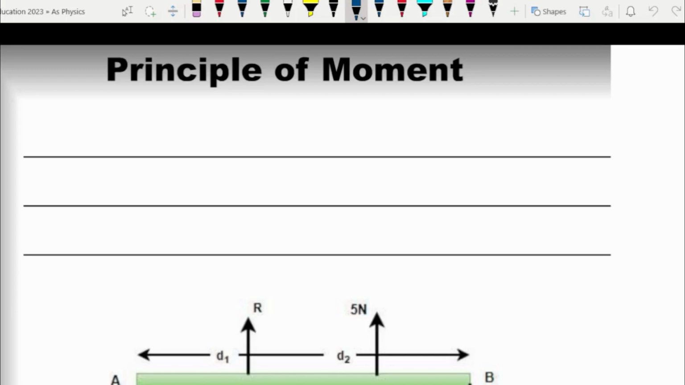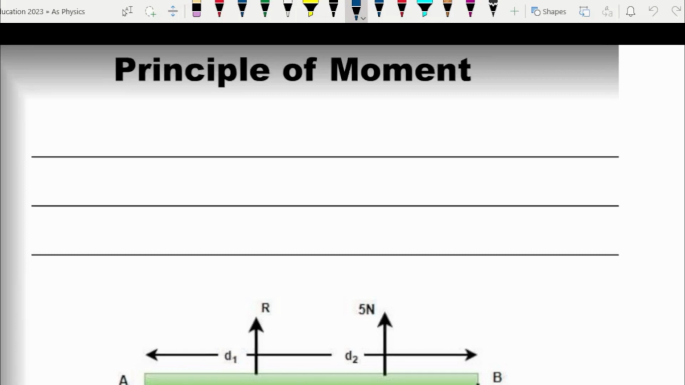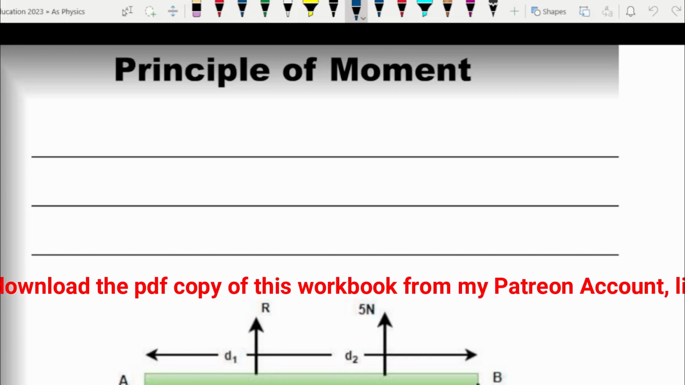Here we have the next topic, principle of moment. And once again, this is a topic that you have already studied in your IGCSE or O-level physics. The new variation in this one would be forces which are not perpendicular to the distance, or when the force and distance are not perpendicular to each other. So you'll be required to resolve the force or resolve the distance into components. That would be the only tricky part here. Anyway, let's start it off.